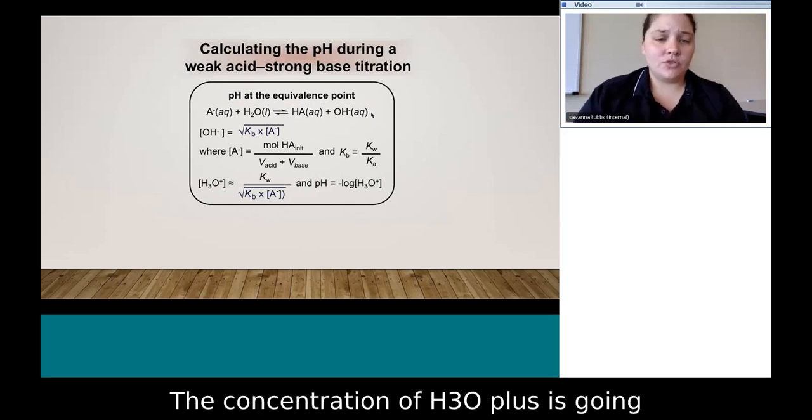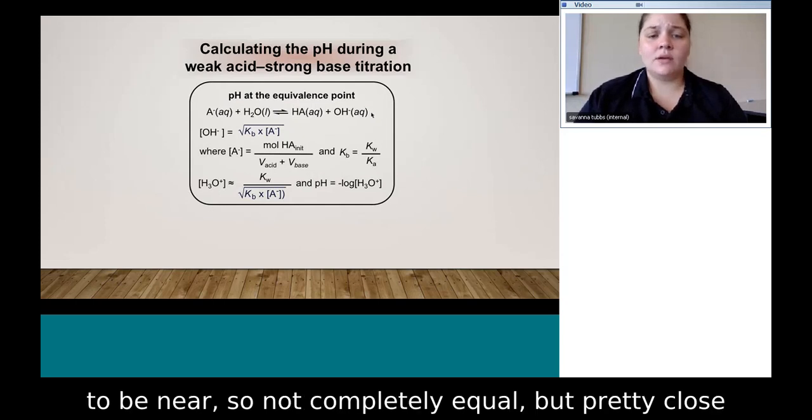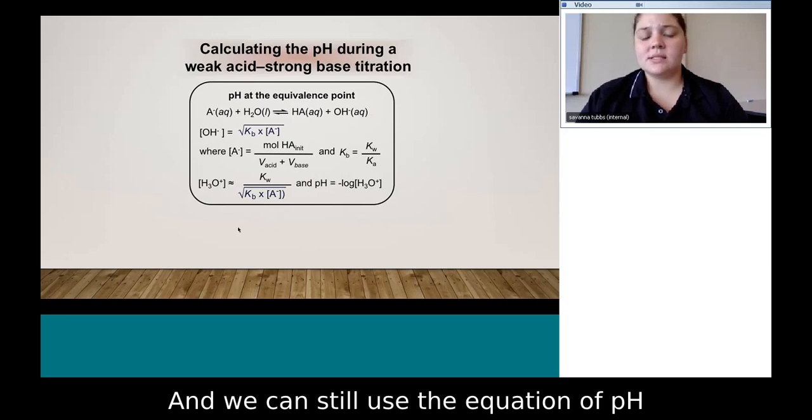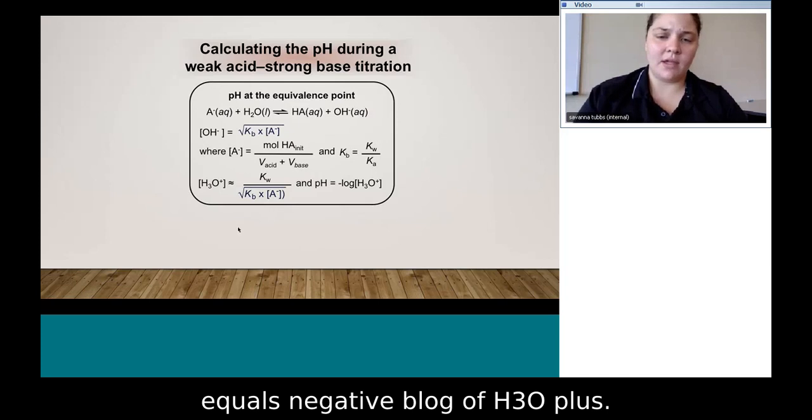The concentration of H3O⁺ is going to be near, so not completely equal, but pretty close to Kw divided by the square root of Kb times Ka. And we can still use the equation pH equals negative log of H3O⁺.